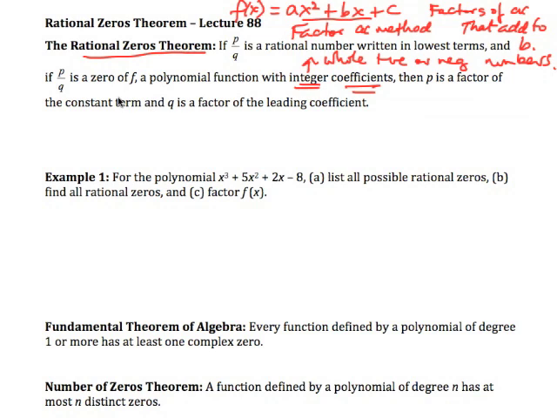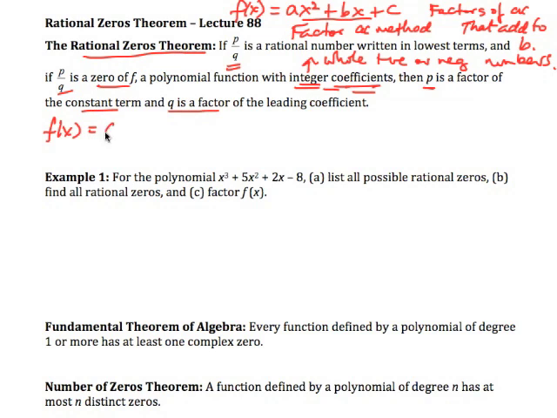And the method actually says this, that if P over Q is a rational number, which we've written in lowest terms, and if this P over Q is a zero of a polynomial, f, that has these integer coefficients, then P is a factor of the constant term and Q is a factor of the leading term.